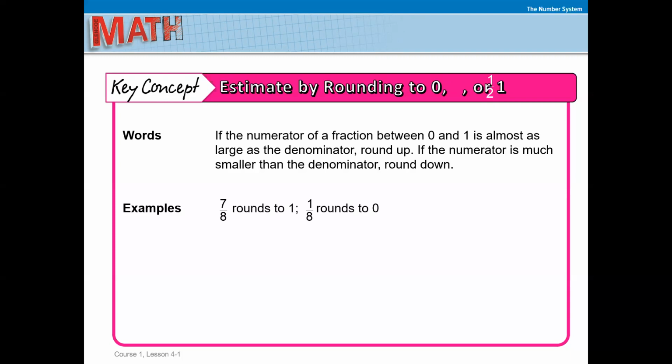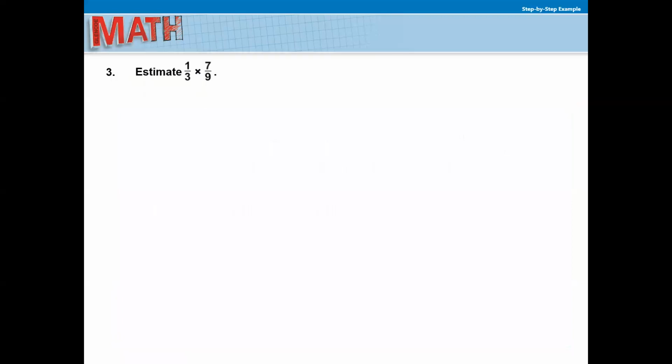But if you only ate 1 slice out of 8 pieces, you hardly ate any of it, so 1/8 is going to round back down to 0. Estimate 1/3 times 7/9. We start with a number line, thinking of where is 1/2. Dots are placed at 1/3 and 7/9.